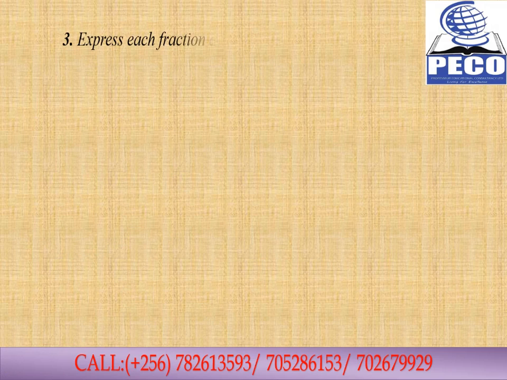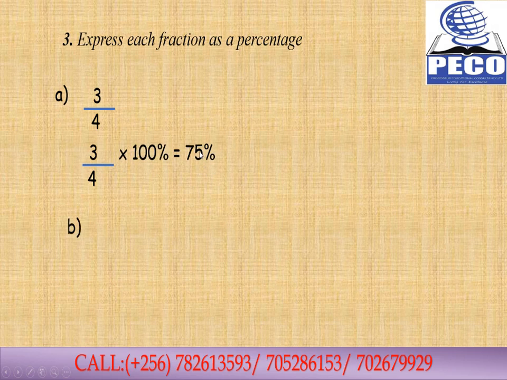Now check our example 3. Express each fraction as a percentage. The first fraction is 3 out of 4 as a percentage. If you have a fraction and you want to express it as a percentage, you simply multiply by 100. If you have a decimal and you want to express it as a percentage, simply multiply by 100. So I'll take 3 out of 4 times 100%. That will give us 75. Just check this: 3 times 100 gives us 300. Divide by 4 to give us 75%.